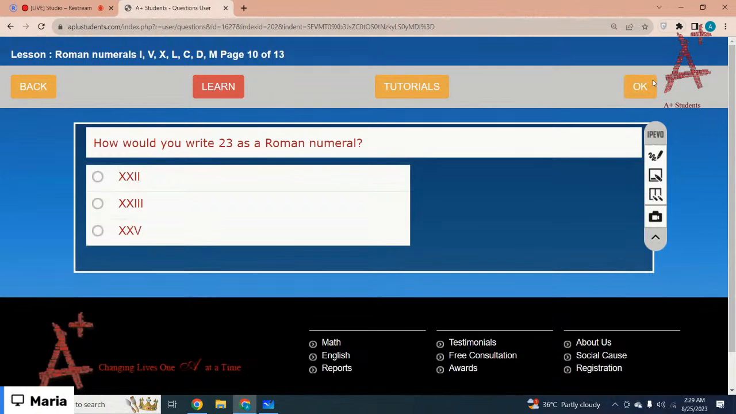How would you write 23 as Roman numeral? It would be 10 plus 10 plus 3, right? XXIII is the correct option.